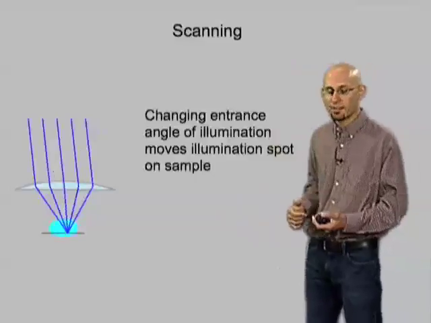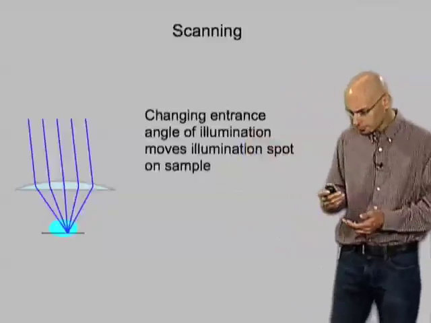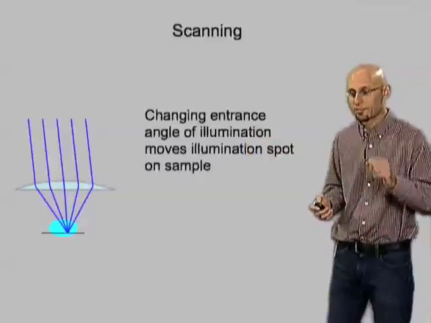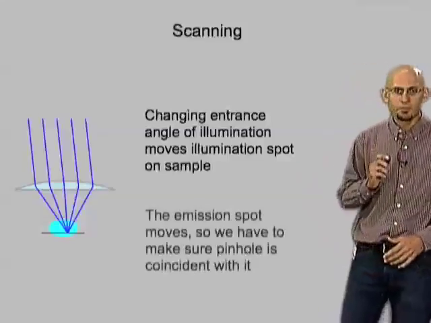If we come in from the other side, at the other angle, now we're focused to the other side of the sample. So that's how you can illuminate different spots in the sample, just by changing the angle at which the light comes into the objective.